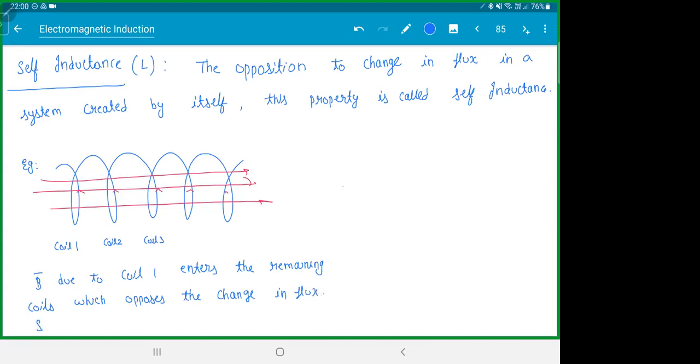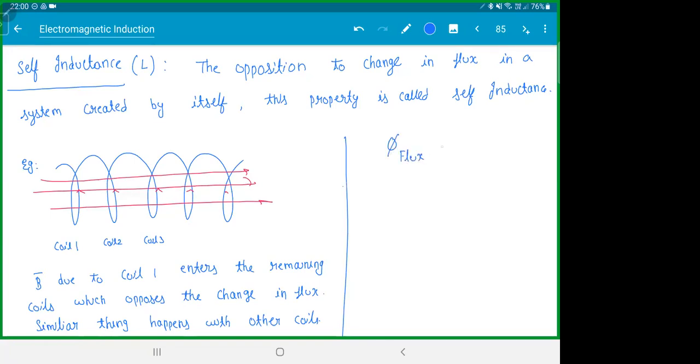Similar thing happens with other coils. The magnetic field generated by the second coil will pass through the other coils. They don't like this. And this will keep on happening. Are you getting what is meant by self-inductance? You oppose yourself. One part of the system is creating flux and the other part doesn't like it.